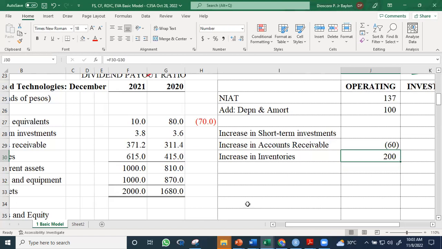Okay, thank you. All right, any questions, class, so far? You have increase in accounts receivable, it's a source of cash. Then you have there the negative 60. Increase in inventories, it's also a source of cash. Then you have 200, both operating. Any questions? Again, I'm expecting you to ask a question, class, because I'm really confusing you deliberately.